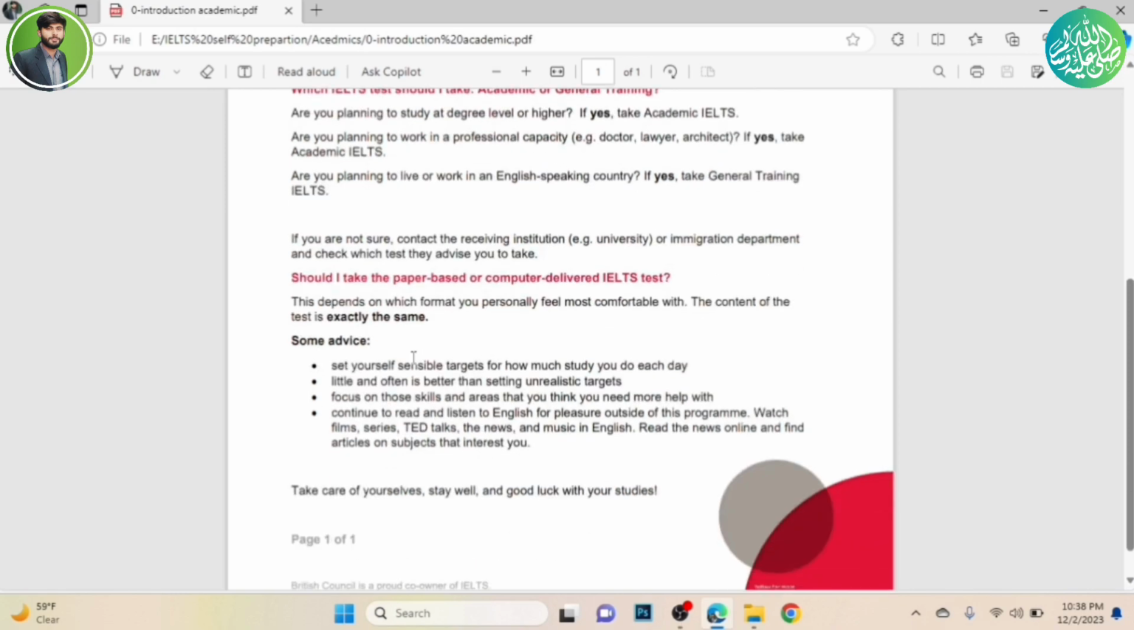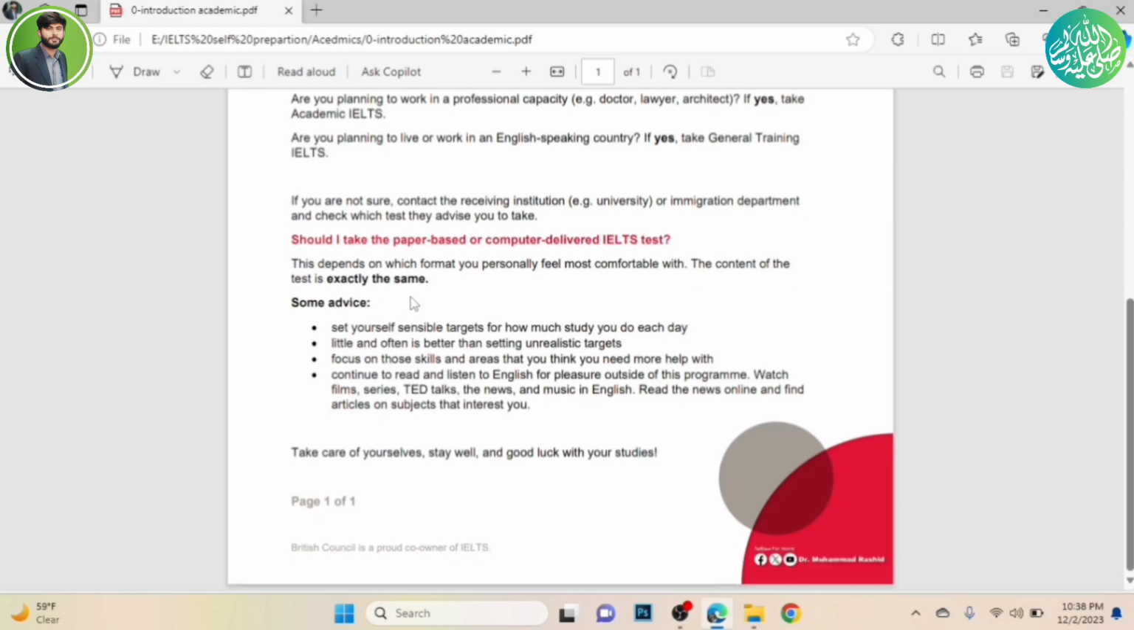The next one is whether you should take the paper based or computer based test. There are two types of attempt for IELTS: you can attempt via computer or paper based. It depends upon you. After that there are other activities, like reading the newspaper, to practice some more. This was all about the general guidelines for using this complete course for IELTS preparation.